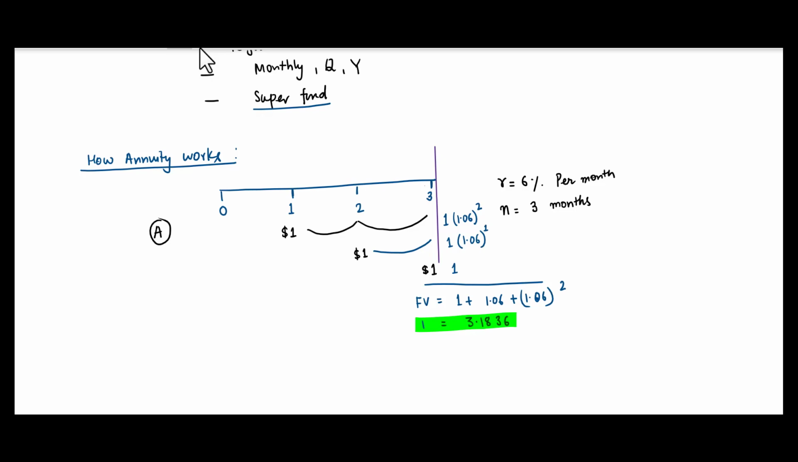If I want to do other analysis, like how much I deposited, the total deposit is $3 only, right? And the total value we have got is 3.18. So if I want to calculate the interest, it is 3.1836 minus 3, which is 18 cents in 3 months, right? So this is a complete analysis.